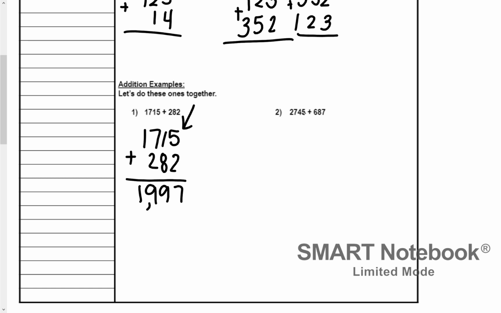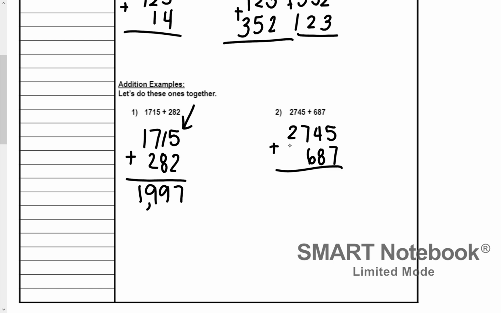All right. Now let's do number 2. Again, if you're feeling comfortable, you want to work ahead, that's fine. You can always pause the video and then just resume it to check your work when you're done. So we've got 2,745. We're lining it up starting with the ones place.